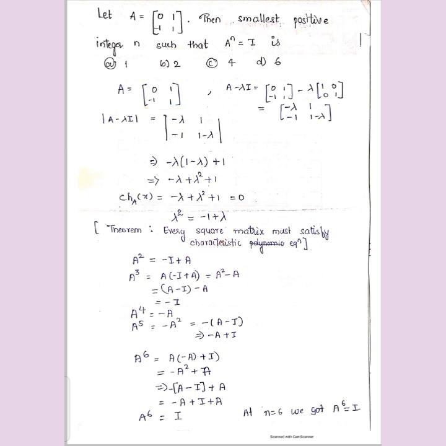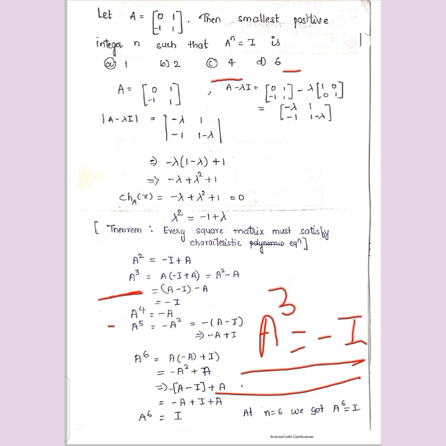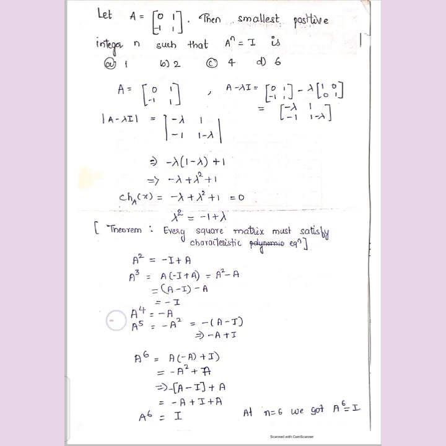For the next option we have to check for the 4 and the 6th. Now multiply the matrix A on both sides of this equation. Here we got the equation that A raised to 3 is nothing but minus I. Multiply the A on both sides of this equation, it will become A raised to 4 equal to minus A. So here A raised to 4 value is minus A. Still we haven't got the identity.